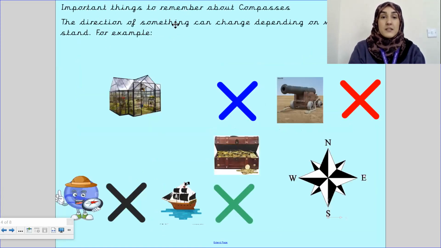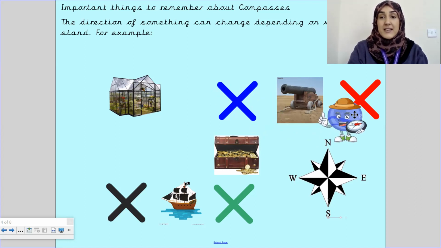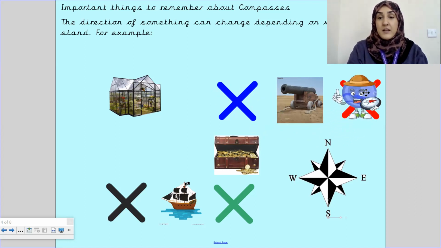Okay, important things to remember when using a compass. The direction of something can change depending on where you stand. For example, this is Mr. Blue. Now, if he stands on the blue cross, the cannon is to the east of Mr. Blue. If he stands on the red cross, the cannon is on the west of Mr. Blue, on the west side, west.